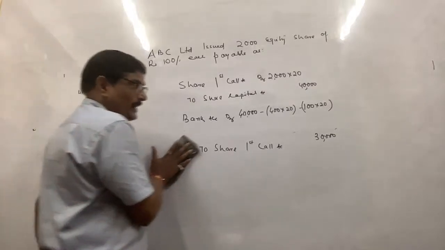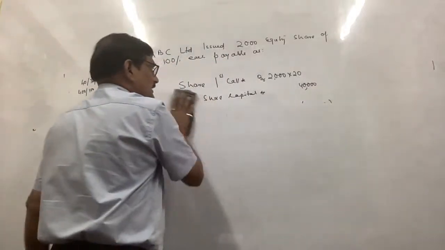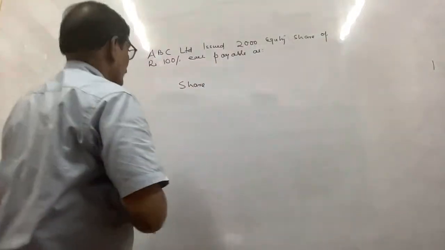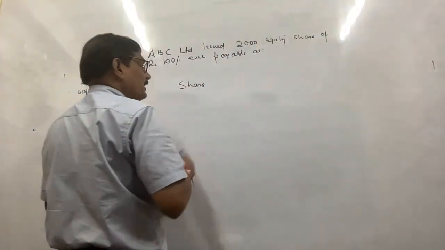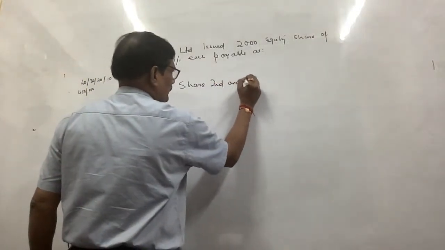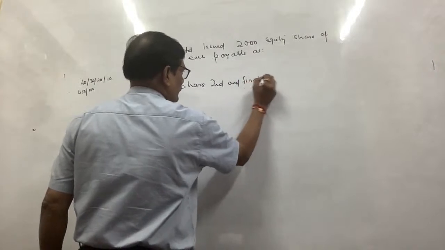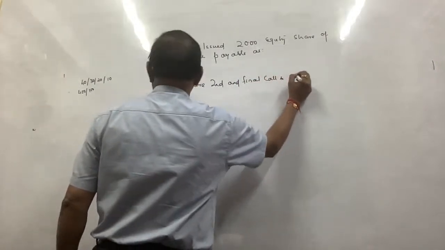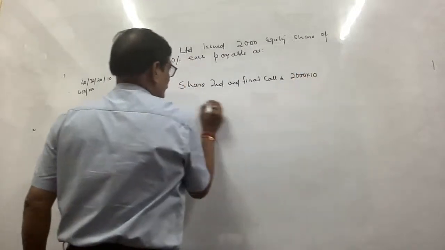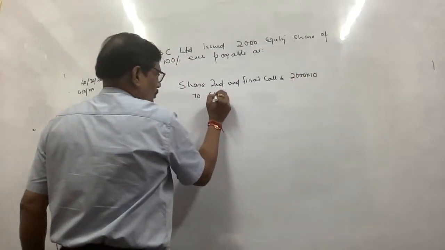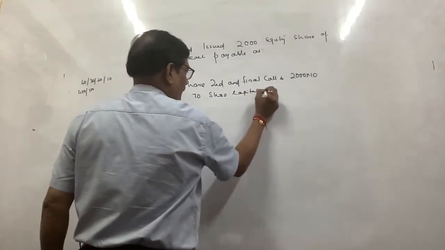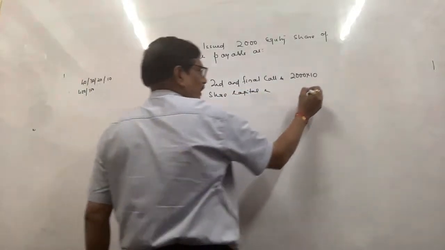Now, the final call entry, share second and final call account debit. That is 2000 into 10. To share capital. How much is it? 20,000.